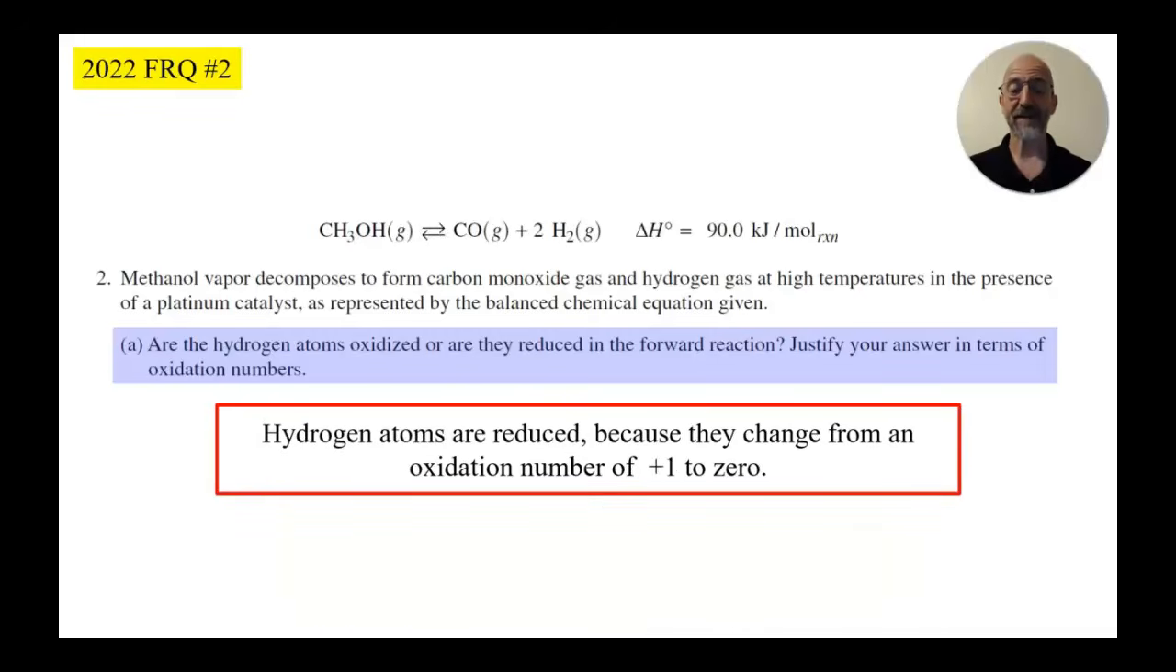Now, this is the correct answer. Are they oxidized or reduced? Well, hydrogen atoms are reduced because they change from an oxidation number of +1 to 0. All right, let's move on to our next question.